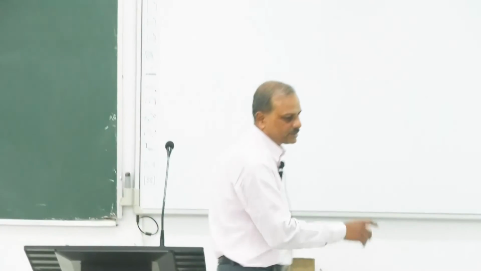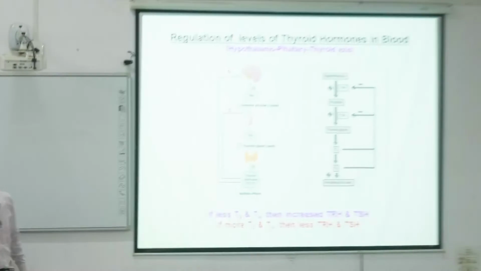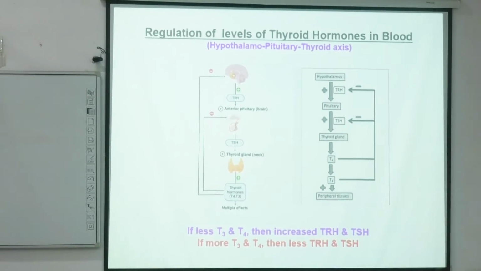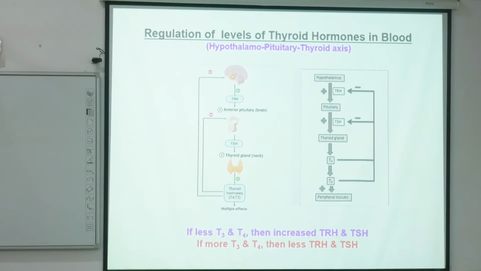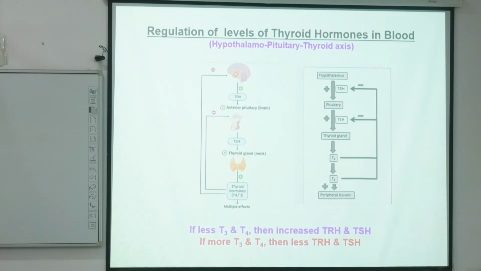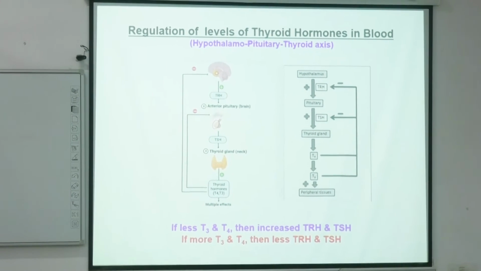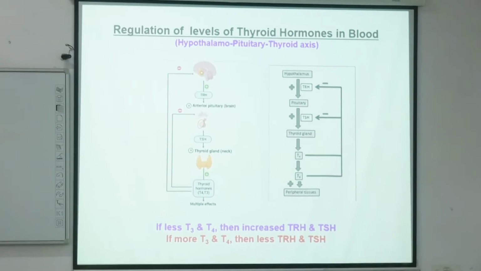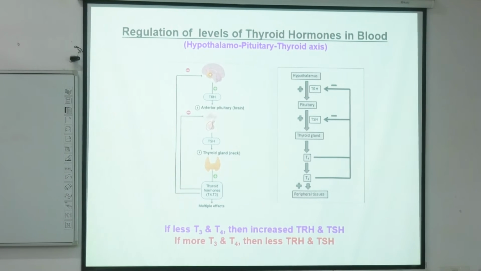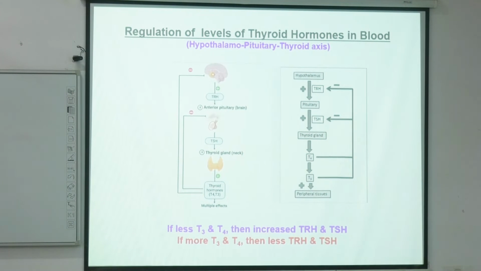So in a schematic diagram, a pictorial diagram, say this is the thyroid gland, this is the pituitary, and this is the hypothalamus. There is a production of T3, T4, and it is exerting a negative effect or positive effect either way, depending on the concentration of thyroid hormone. The basic purpose of the regulatory mechanism is to restore thyroid hormone levels to normal. Next.